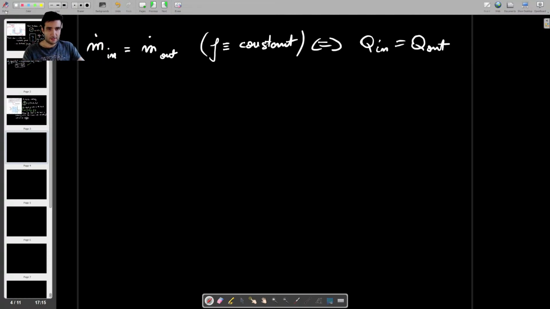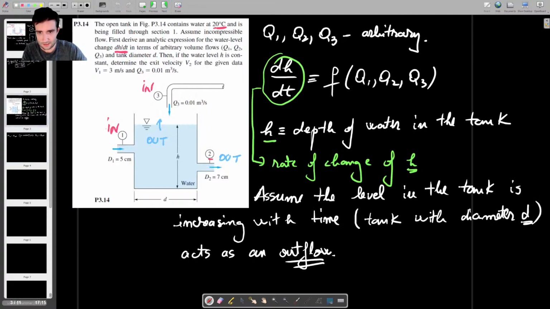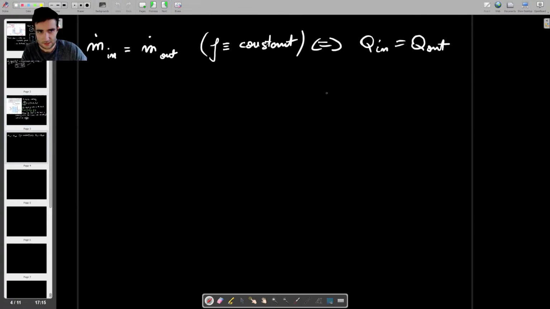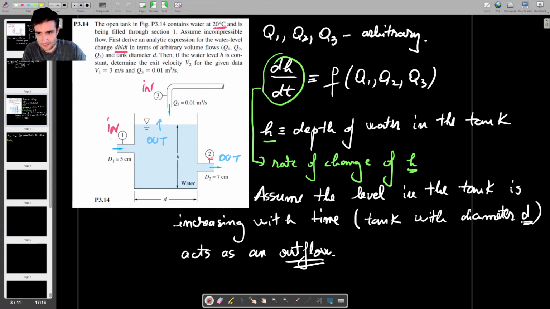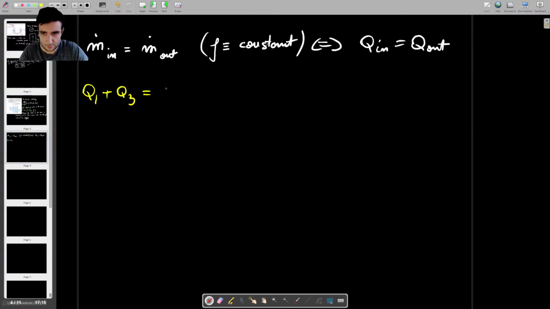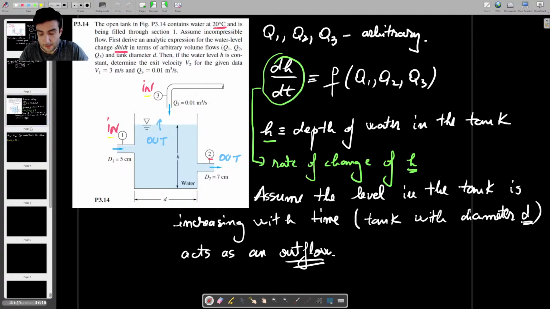So I can then write the formula for the volumetric flow rates going in and out. What goes in is at 1 and 3, right? So let's change the color. Q1 plus Q3, this is in for both of them. And then the volumetric flow rate going out is at 2, so this is equal to Q2 plus. Now we also have this water level in the tank increasing, so let's think, what is the volumetric flow rate of the tank?